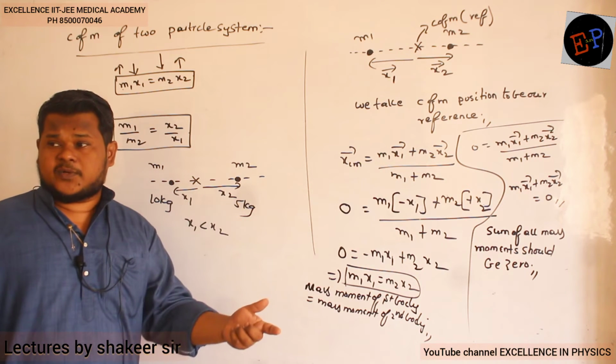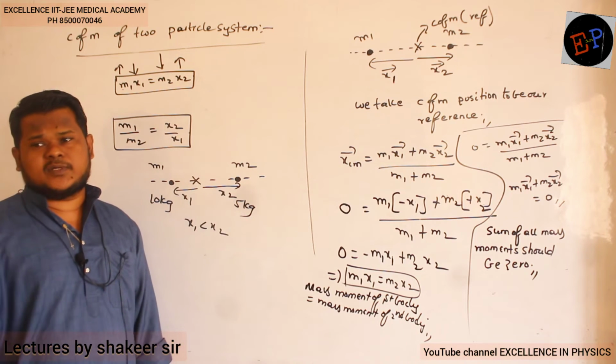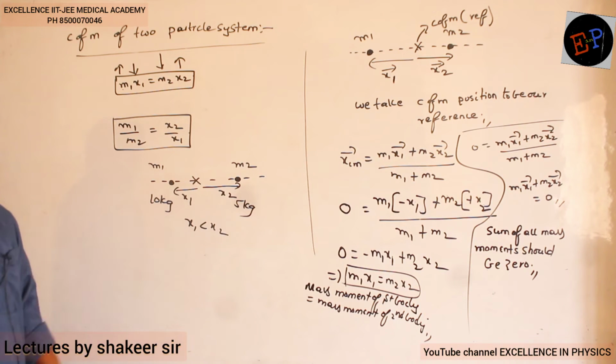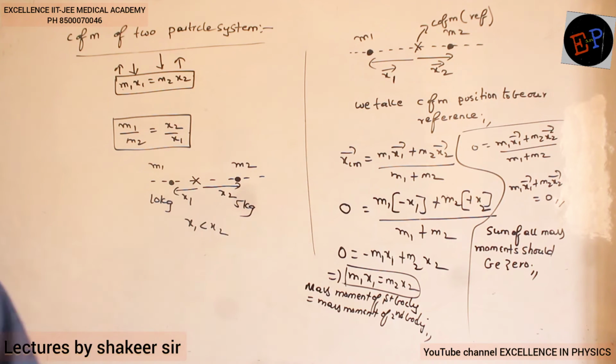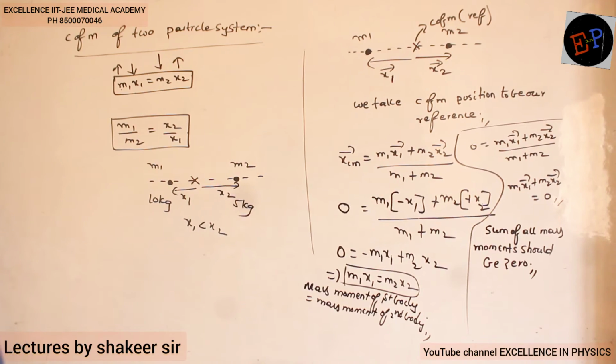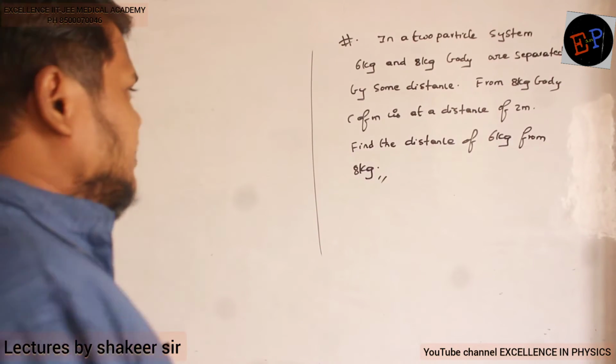If mass is a bigger body, center of mass will be closer to that body. Understood? Make a note up to here. Already we have written about this one: center of mass will be closer to heavier mass. Here we have proved that one. So see this question.